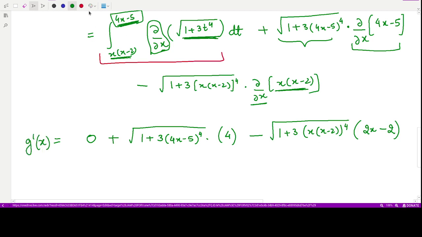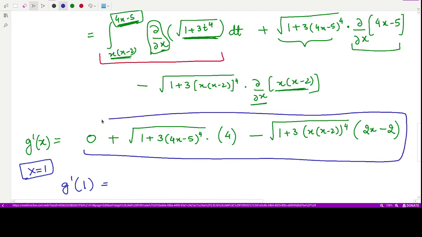In the question they are asking what is the value when you substitute x is equal to 1 here. So we are to calculate g dash evaluated at the point 1. So this is your function g dash x. Now in place of x we have to write the value 1. So let's do that. We have this 4 written here, 4 times the square root of 1 plus 3 times 4 times 1 minus 5 raised to power 4, right?